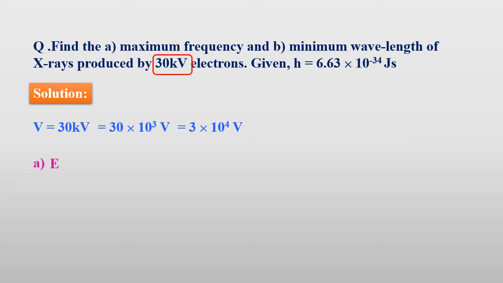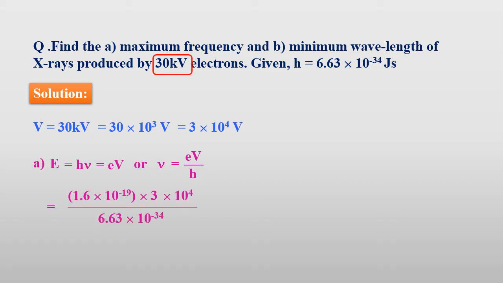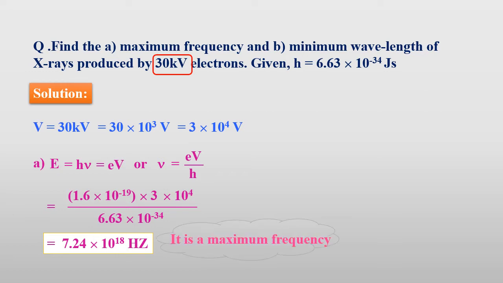Now, first, to find the maximum frequency, we are using the formula E = hν, that is equal to eV, or ν = eV/h. Substituting the values, the charge of electron 1.6 × 10^-19 times 3 × 10^4 divided by 6.63 × 10^-34, the answer is coming as 7.24 × 10^18 Hertz. It is the maximum frequency.